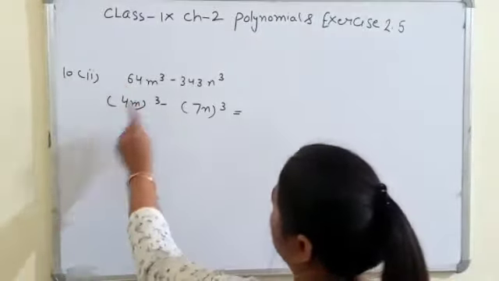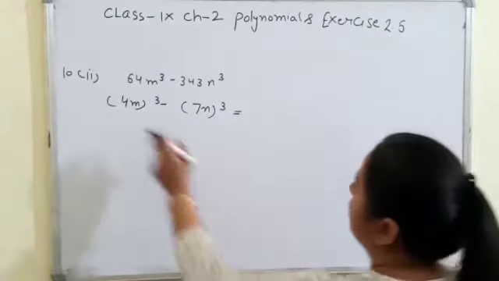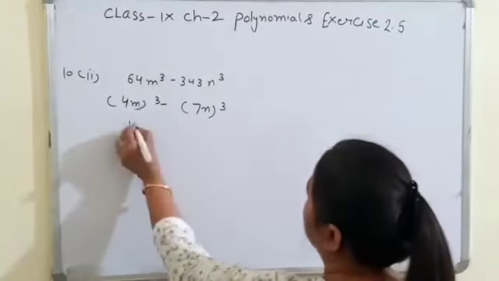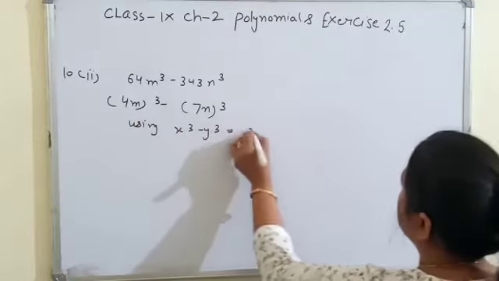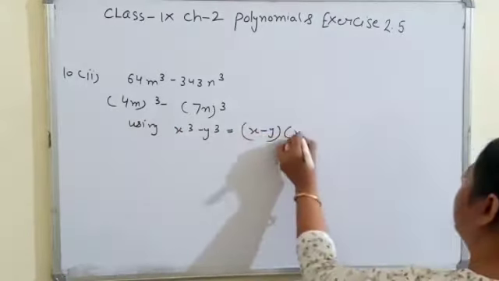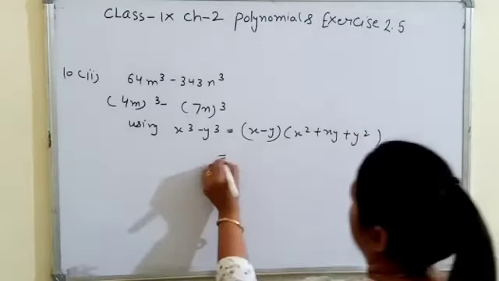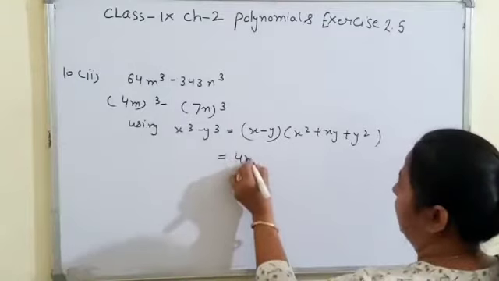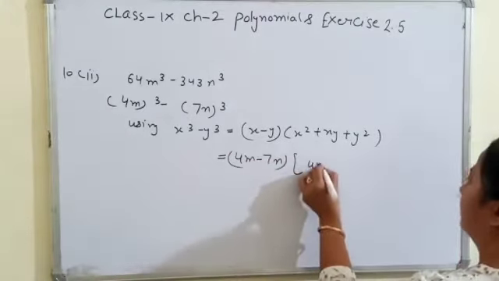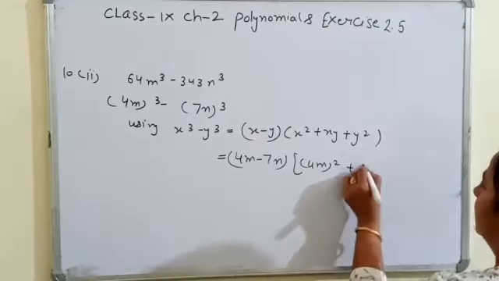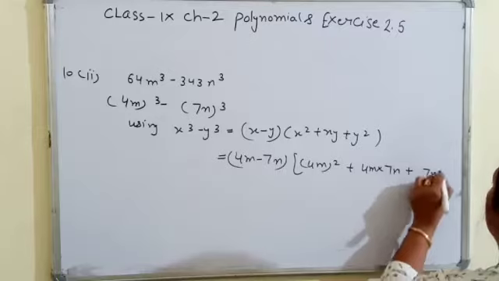64 is the perfect cube of 4. 343 is the perfect cube of 7. a cube minus b cube. By using x cube minus y cube is equal to x minus y into x square plus xy plus y square. So what is x? That is 4m. y is 7m. So we get x square, xy, y square.